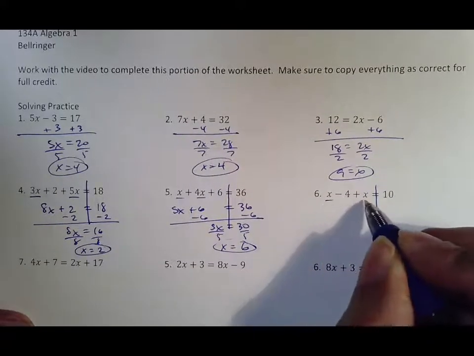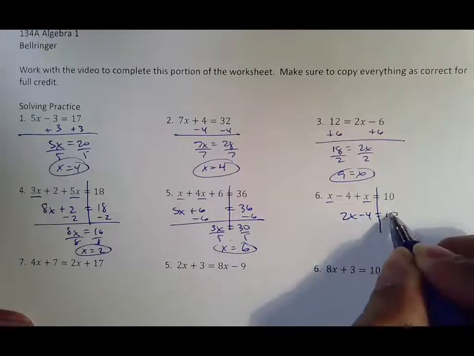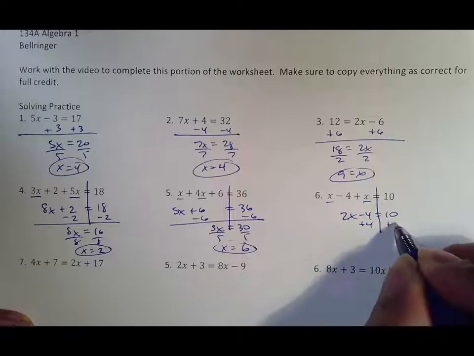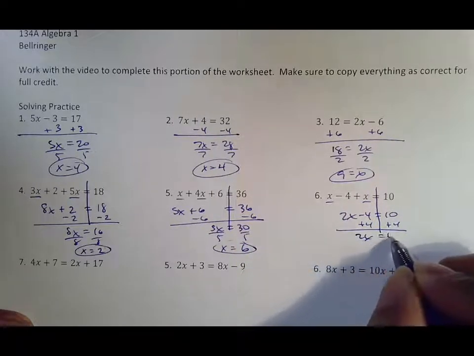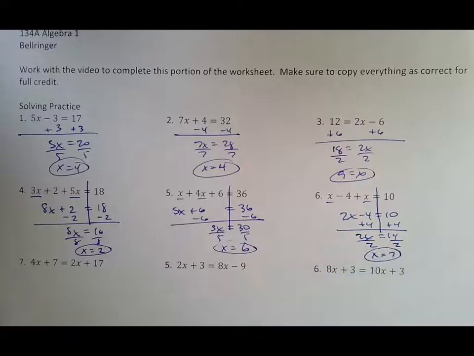Here, again, x and x, that's 1 and that's 1, which means there would be 2 x's minus 4 equals 10. Make sure you get that part. Then you're going to add 4 to both sides, bring down the 2x equals 14, divide by 2 to get x equals 7, and that's all.